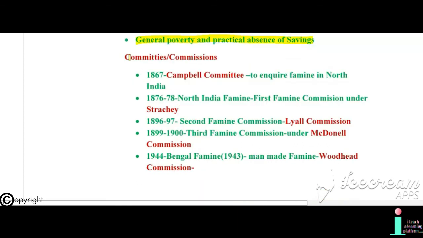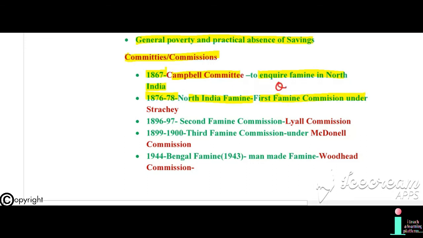Now these are the steps, committees or commissions which were formed by the Britishers to study the reasons and suggest suitable measures. First, in 1867, the Campbell Committee was formed to inquire into the famine of North India. In 1876-78 a famine occurred in North India, and the first famine commission of India was formed. It's an important question.